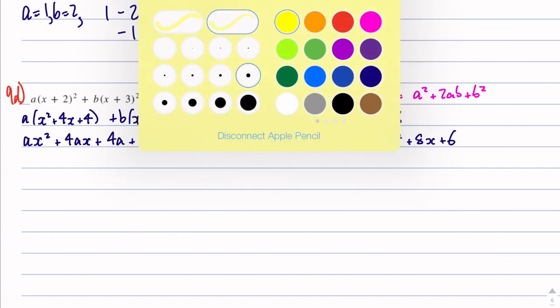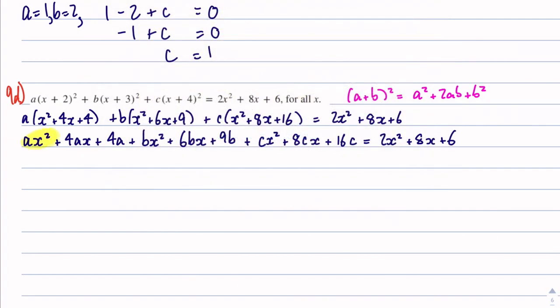Let's go through and collect our x squareds. So there's one, there's another, there's another. They're going to come to 2x squared. So we know ax squared plus bx squared plus cx squared equals 2x squared. Get rid of x squared and everything, we get a plus b plus c equals 2. That's not enough to finish it off yet. So let's look at the next one.